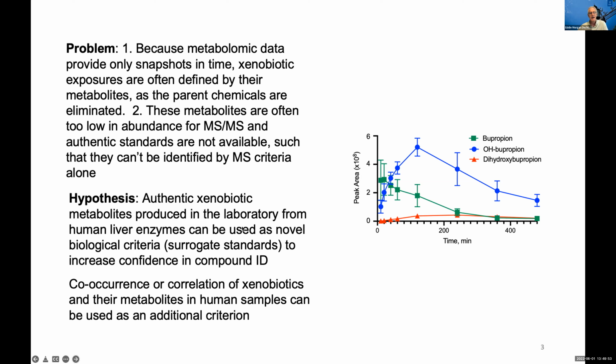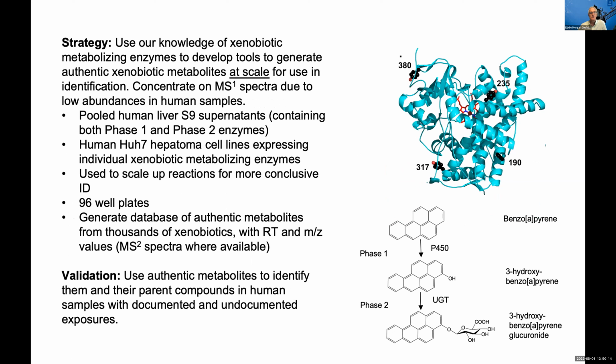So our strategy was to use our expertise and knowledge of xenobiotic metabolizing enzymes to develop tools to generate authentic metabolites at scale for use in identification. And we wanted to concentrate on MS1 spectra, again, due to the fact that there are low abundances of these metabolites in human samples, and MS2 spectra are not going to be practicable in many cases.